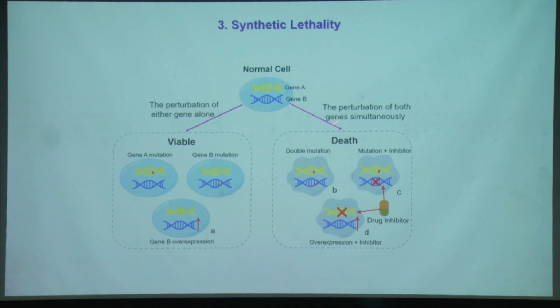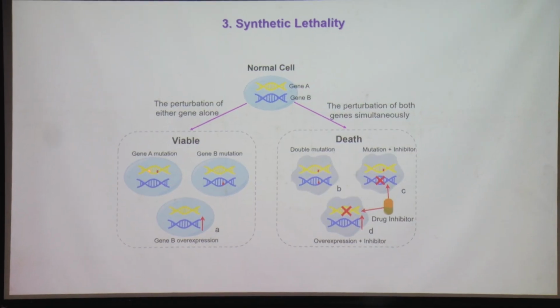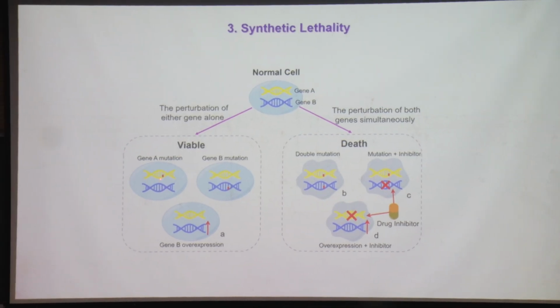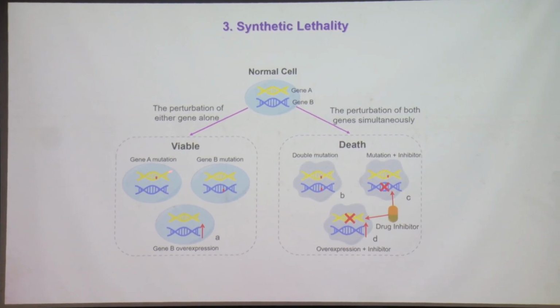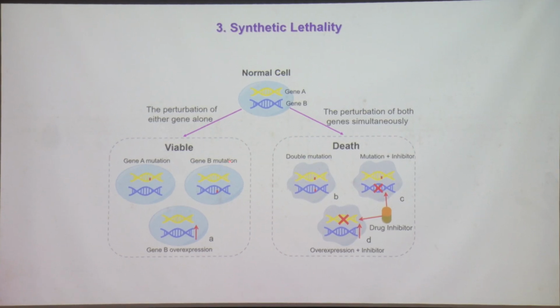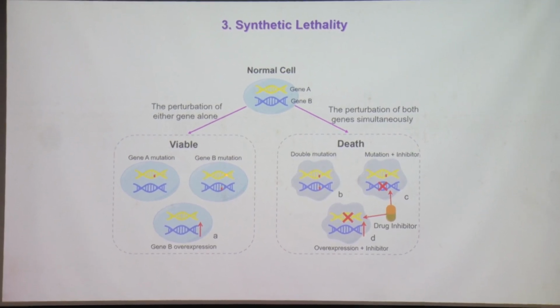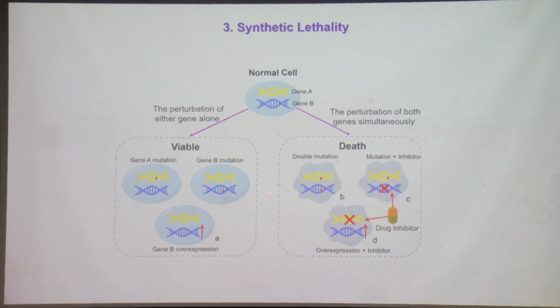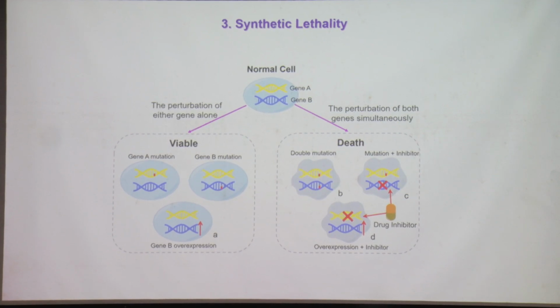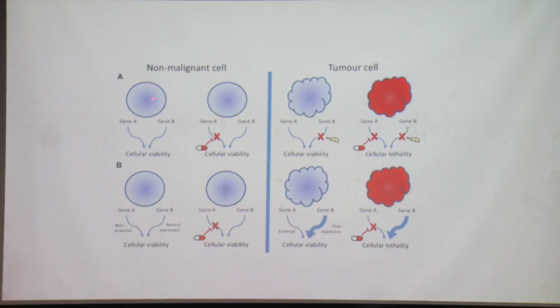So now let's go to cancer cell. So this is a normal cell. If you hit only gene A, it will survive. If you hit only gene B, it will survive. But if you hit both of them together, they will die. This is a normal cell. Now let's come to cancer cells. Gene A and gene B are required for viability. If you hit gene A or gene B, it will still be viable. But here in the tumor cell, gene B is already dead. They rely on gene A for cellular viability.